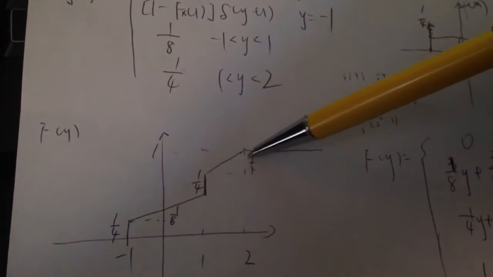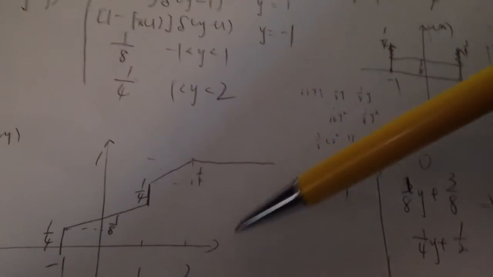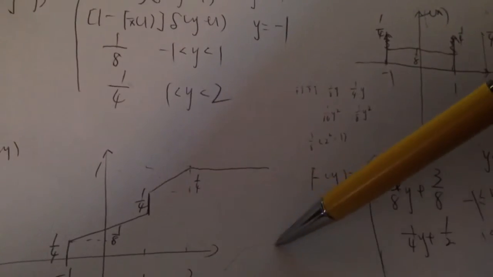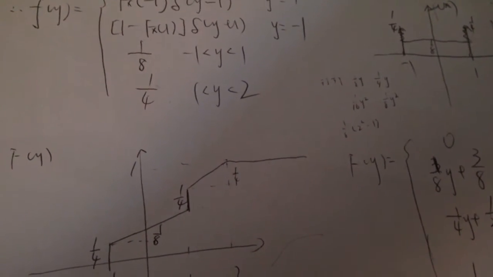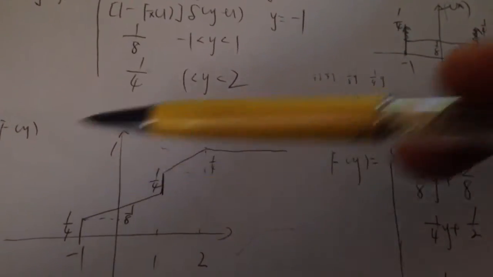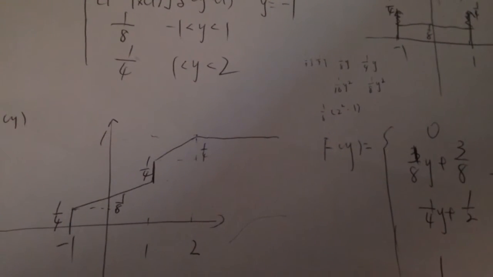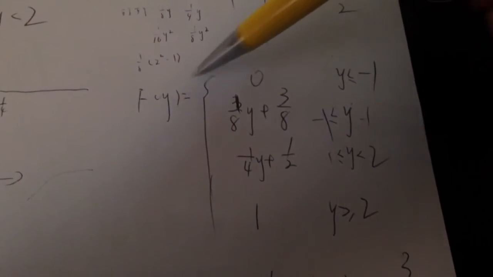So here the slope is 1/4, and when y is 2, we know that the big F of y should be 1. So here, according to this graph, we can know that the equation of big F of y should be this.